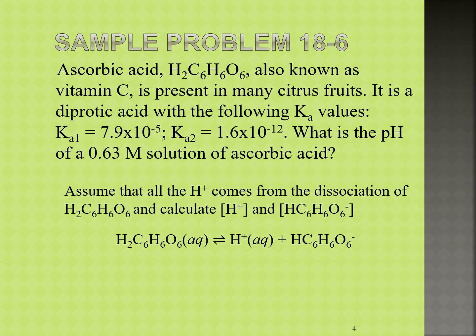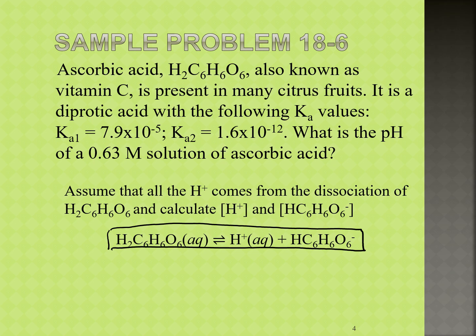Here we have vitamin C, and vitamin C happens to be a diprotic acid, and we are given two different Ka values. It wants to know what is the pH of a 0.63 molar solution of vitamin C. So first off, let's assume that the only acid is going to come from the first dissociation. So this reaction is where all of the H plus is coming from, not the second successive step. We'll see what happens in that step in a little bit.